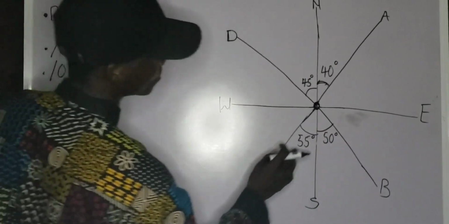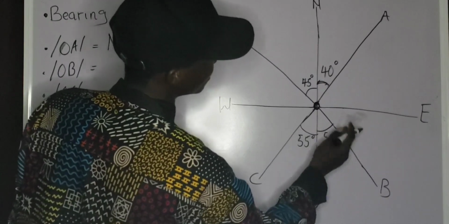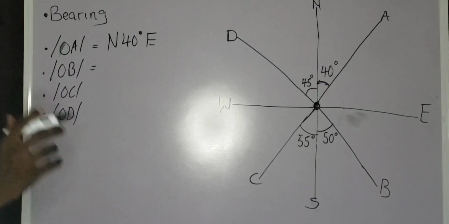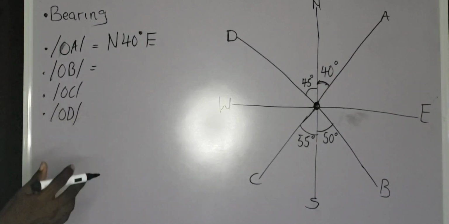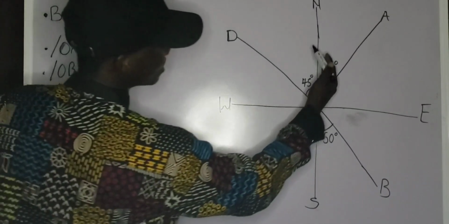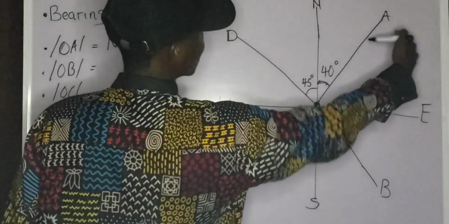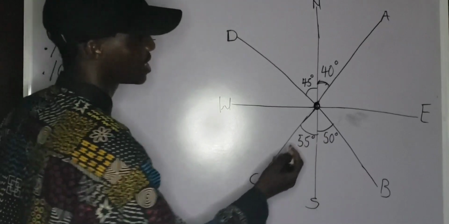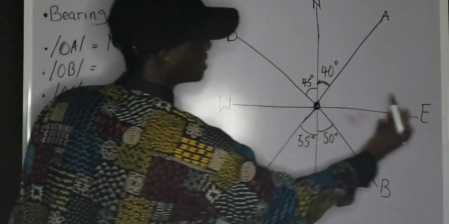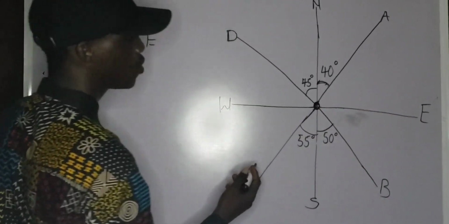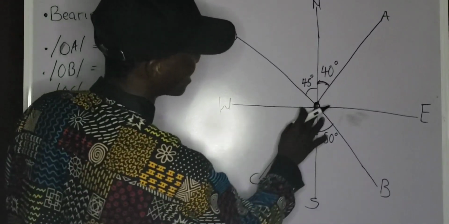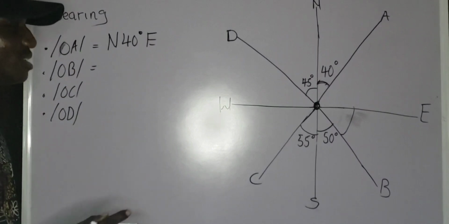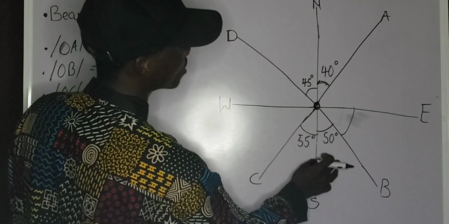In order to calculate the bearing of line OB, don't forget that line OB has passed the first quadrant. This is the first quadrant. So the meridian that we are going to take into consideration is what? The meridian of west and east. And the angle which line OB makes with the meridian is this angle. Please, I want you to understand, okay? The angle which line OB makes with the meridian is this angle.